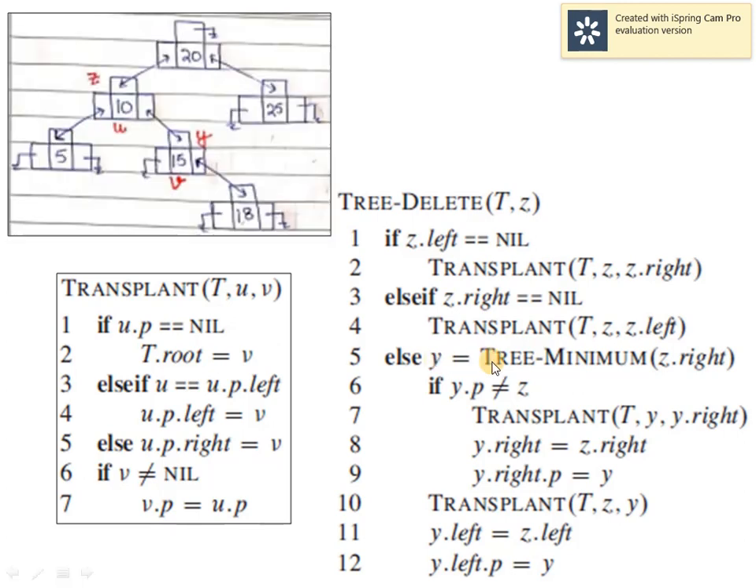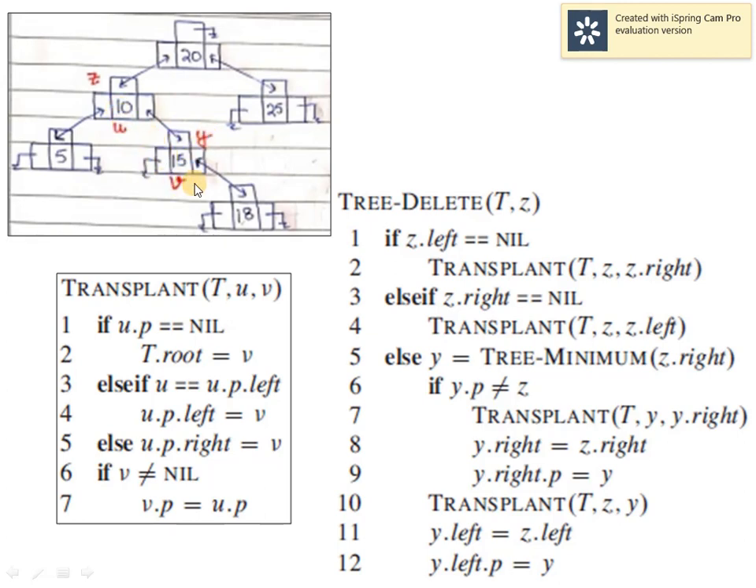So in this case, it is a two child case. Again, line number 1 and line number 3 will give us false. At line number 5, we have computed y, and y comes out to be 15 here. Then we will check if the parent of y is z or not. Since the parent of y is z, line number 6 will give us false. So we will directly call the procedure transplant(T, z, y), so z is equal to u and y is equal to v.